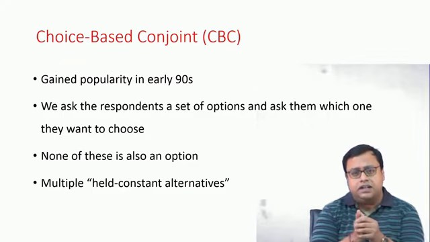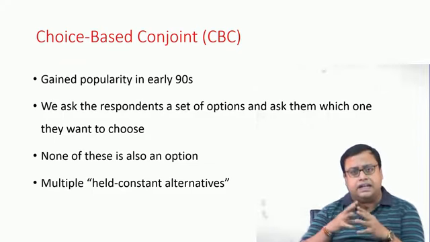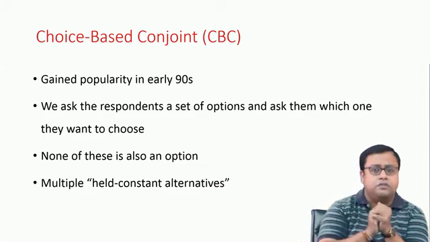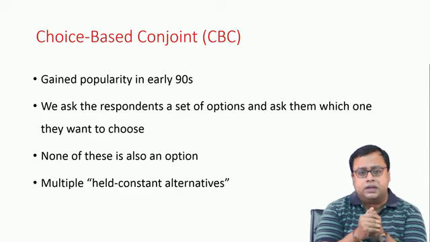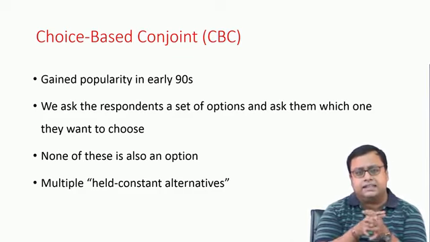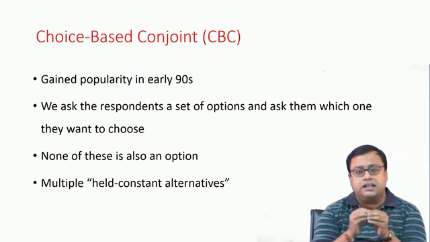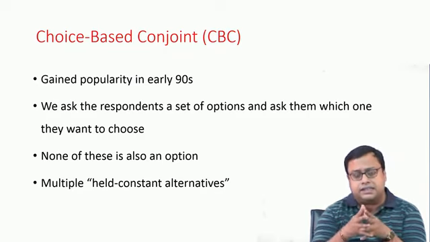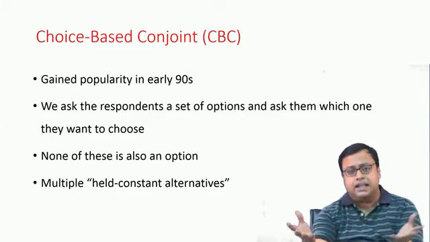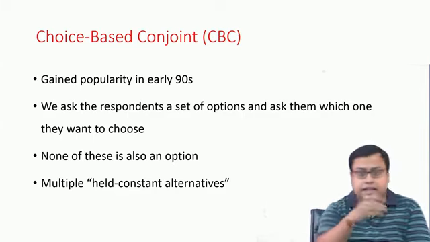That becomes difficult. So when that is the issue, what we have to do is reduce the number of options which we give. So in choice based conjoint, which gained popularity in the early 90s, we ask the respondents a set of options and ask them which one they want. So let us say I give you 4 options and then I ask you to choose rather than rank.